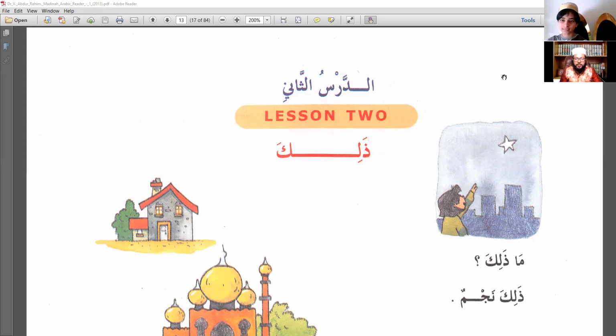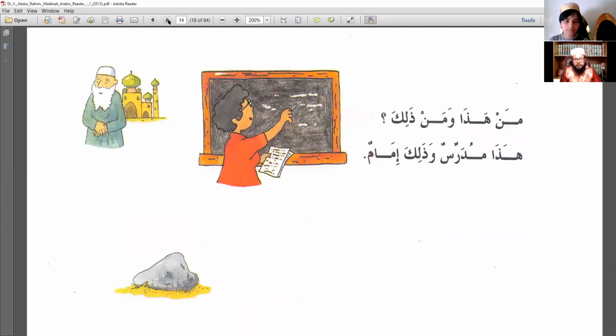Today we are going to start lesson 2. In Arabic, it's called ad-Darsul Thani. Lesson 1 was ad-Darsul Awwal. Very good. So before starting the lesson, we can read first the points to remember.